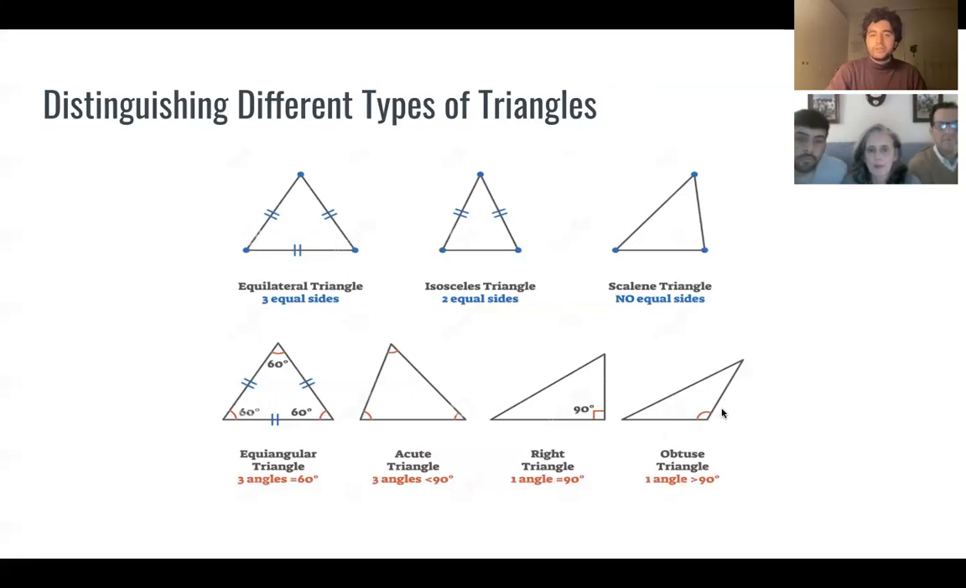Finally, an obtuse triangle is a triangle where there is one angle that is greater than 90 degrees. As you can see here, there's still a line going from left to right, but the line going from up to down is diagonal, going a little bit to the right, away from the left to right line, which means that the angle is more than 90 degrees. Finally, that is how you distinguish different types of triangles.